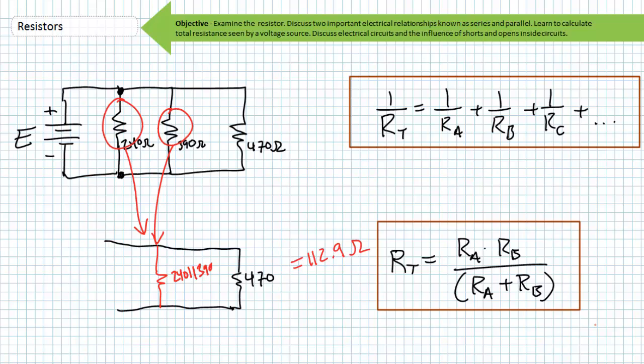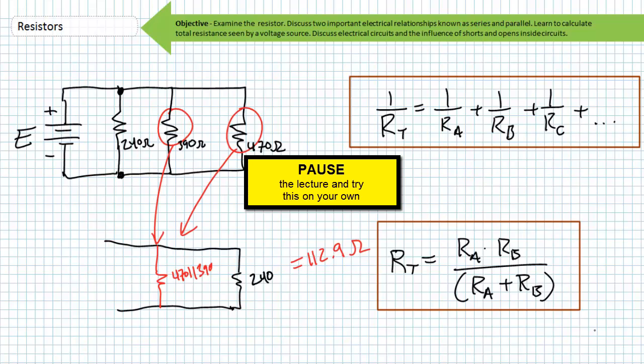If you still want more practice using the 2 resistor formula, try the 390 in parallel with the 470 first, and then combine that intermediate answer with the 240 using the 2 resistor formula. Again, your answer should still be 112.9 ohms, proving that the order of engagement does not influence the final result.